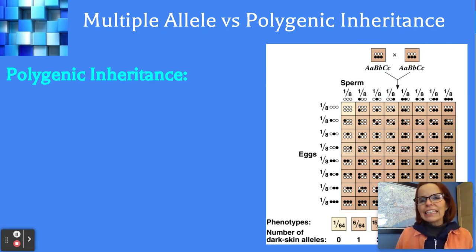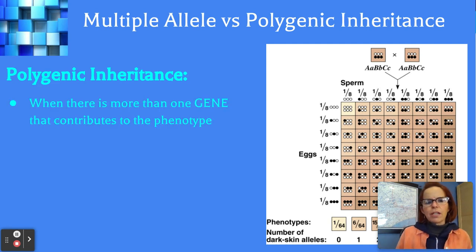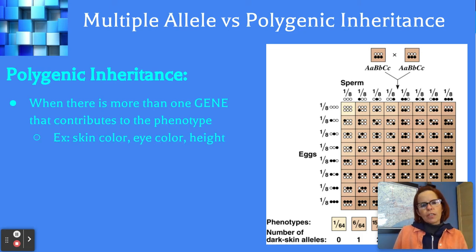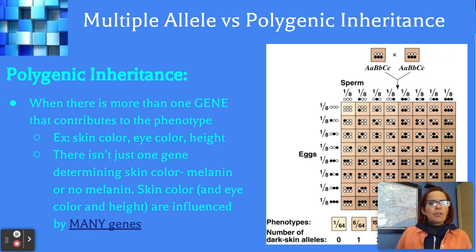Now, polygenic, the prefix poly means many, but this time it's many genes. Multiple alleles was about many alleles, many versions of a single gene. Polygenic is about many genes working together to produce a whole continuum of phenotypes. So it says when there is more than one gene that contributes to the phenotype. Examples: skin color, eye color, height. There's many, many, many examples. Hair color.